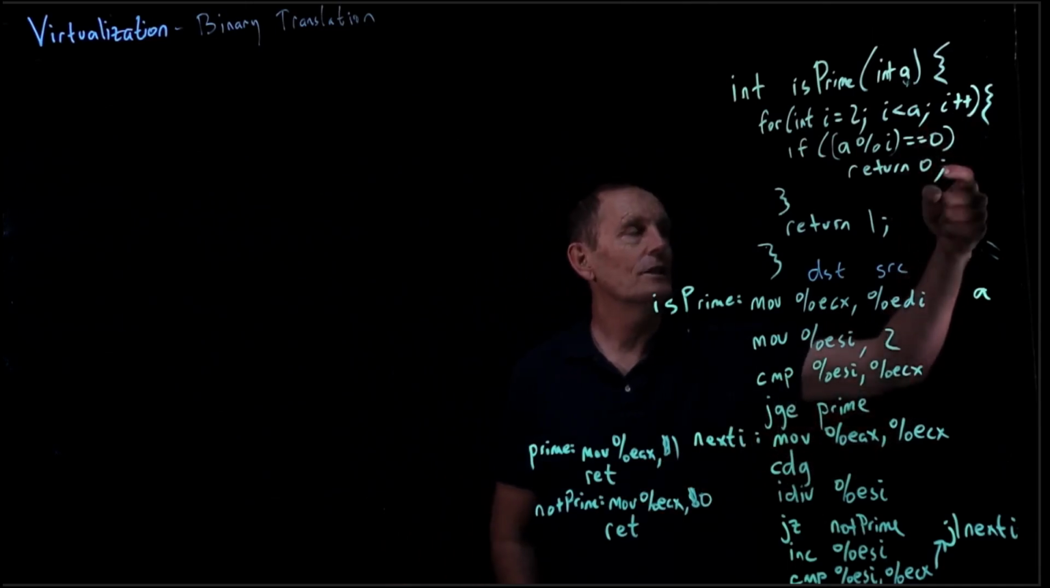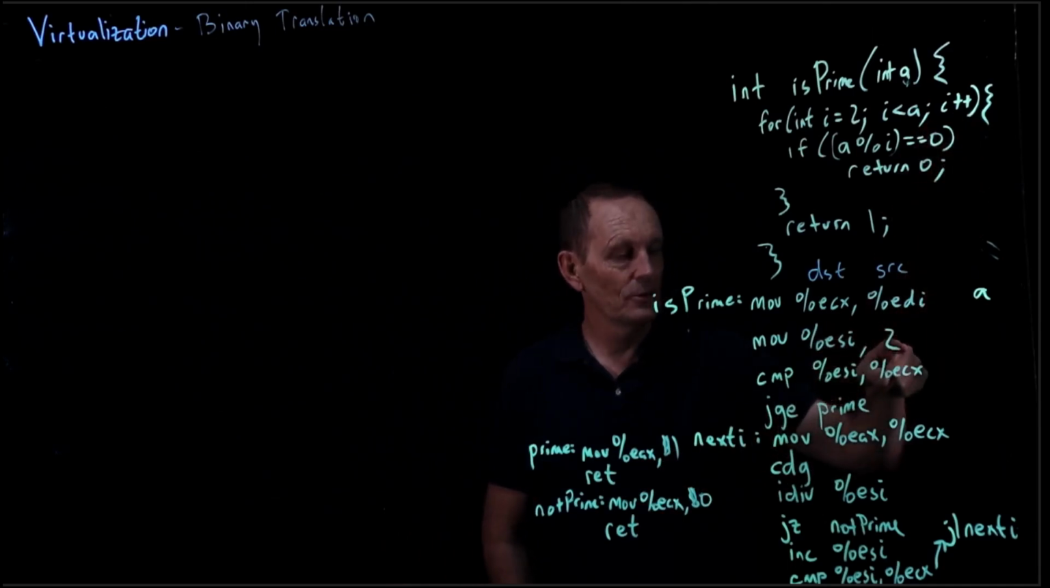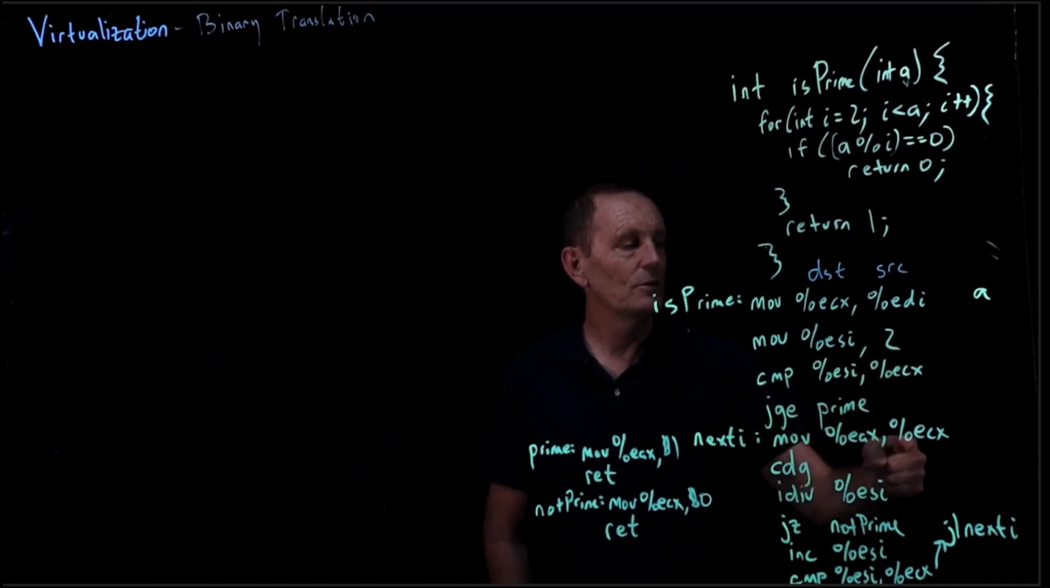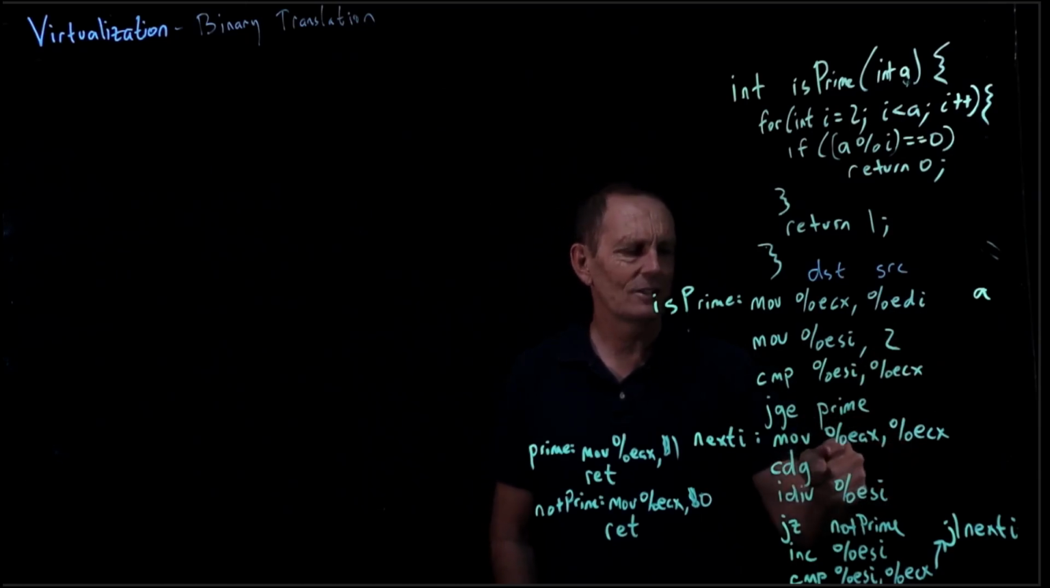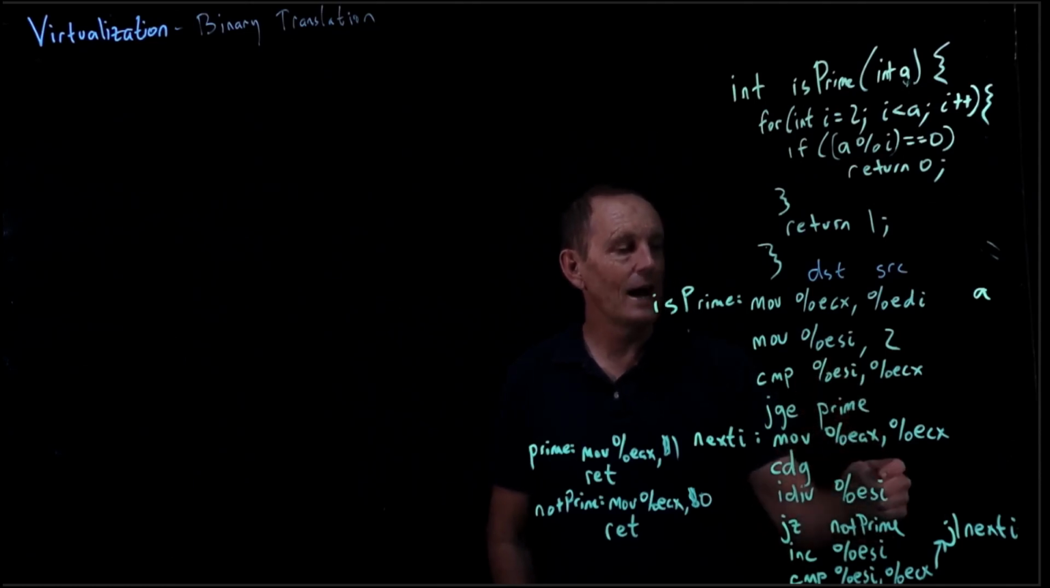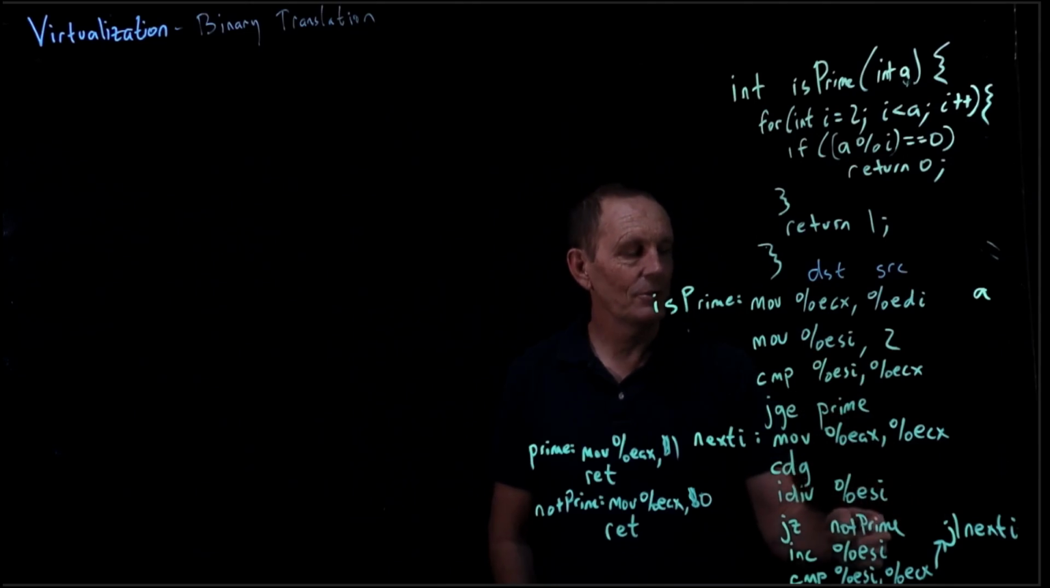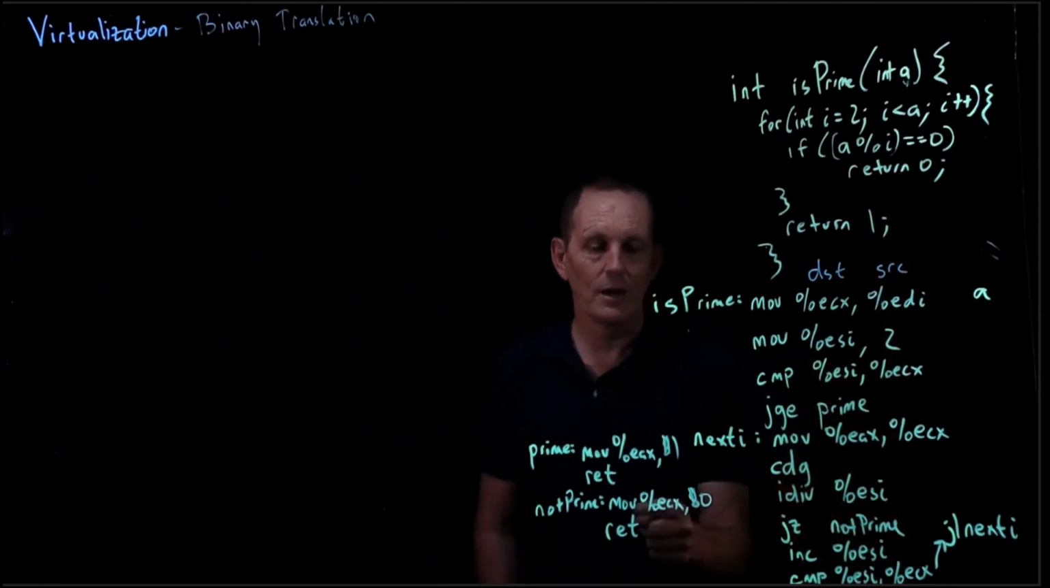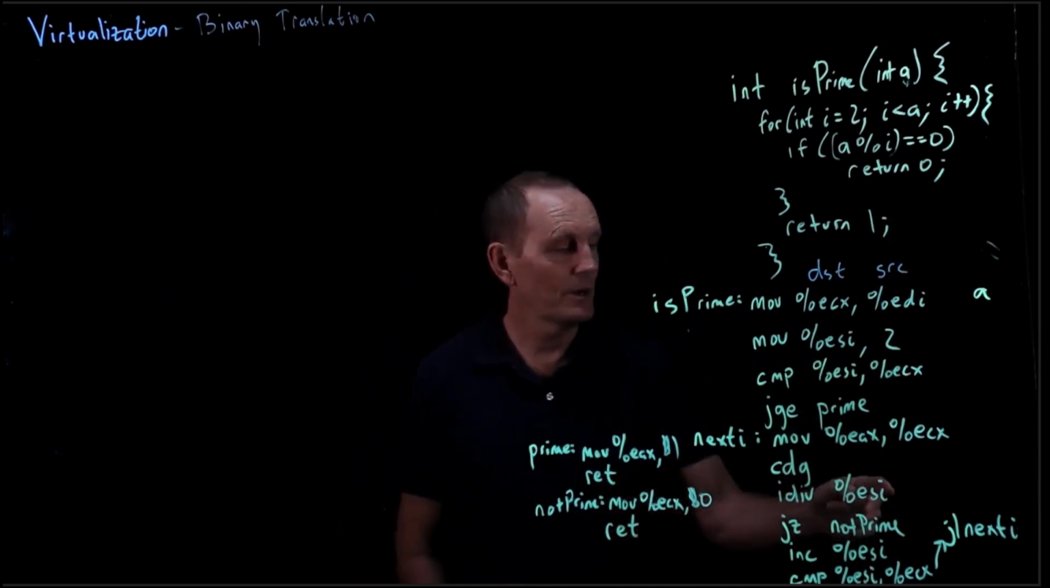Otherwise, we're continuing through our loop here. We move ECX into EAX, so that is A, and then this is a sign extension, let's even just ignore this. And then we divide by ESI. So ESI again is I. And then if that's 0, so if the remainder is equal to 0, we're going to jump to not prime. So not prime moves 0 into the return result and returns.